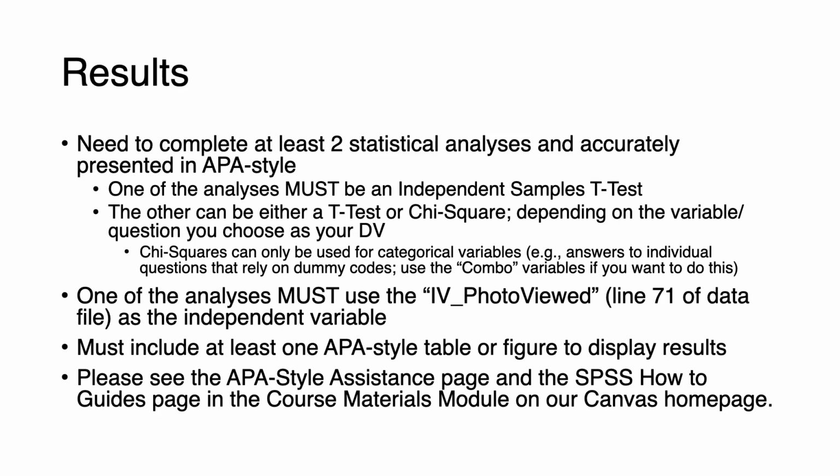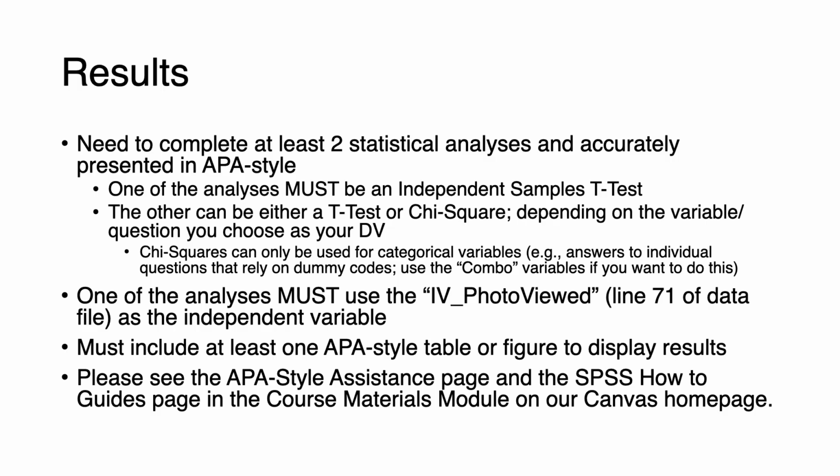So again, at least one of your analyses has to use that photo viewed variable. That's the line 71 variable. Again, this is the variable that tells us whether they were in the experimental group, so they saw the picture with tattoos, or if they were in the control group and they saw a picture without tattoos. You have to use that for at least one of your analyses.